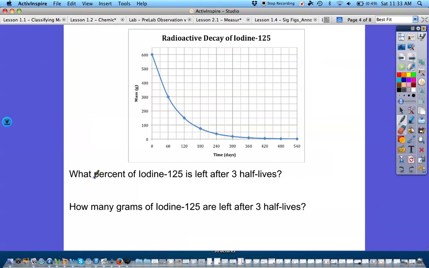We also want to know what the percentage is that remains. So we are going to start with 100% of iodine-125. When half of that has decayed, we are left with 50% at our first half-life. Second half-life, 50% of this is going to decay, so that's going to leave us with 25%. And then at our third half-life, we have half of this, which is 12.5%.